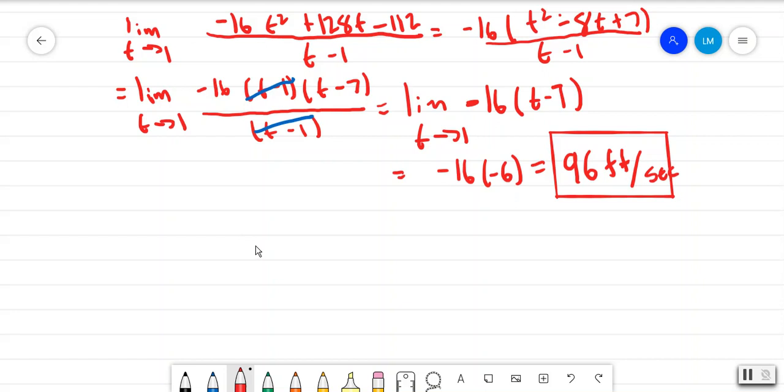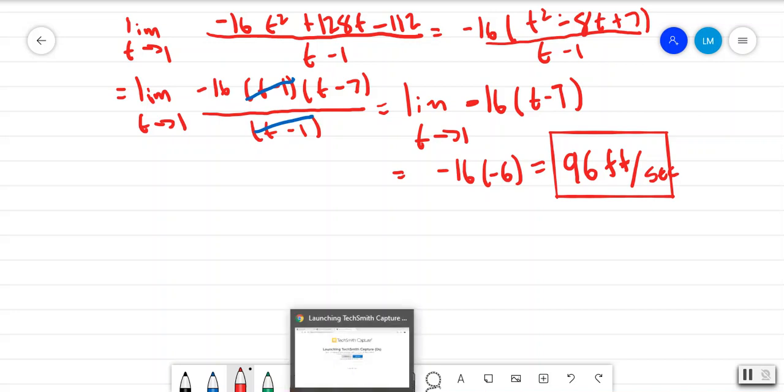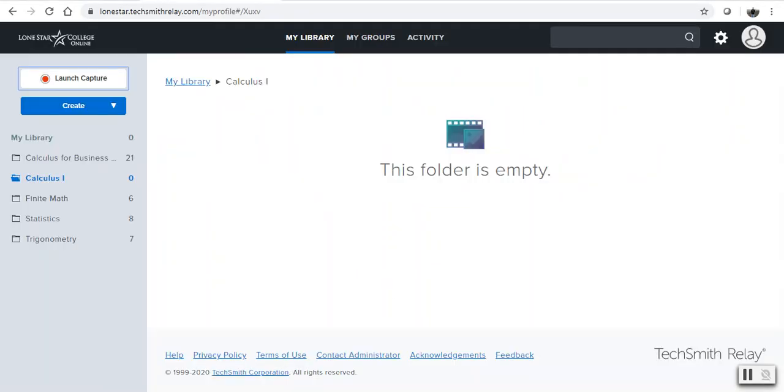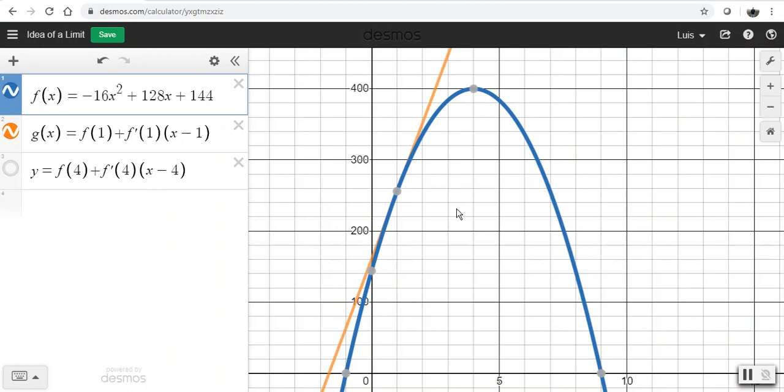Now, what we're going to learn moving forward in the course is that you can actually figure out what the equation of a line would be when you use 96 feet per second, because take a look at the graph of the equation. I graphed it in Desmos.com, and this is the equation that I have.